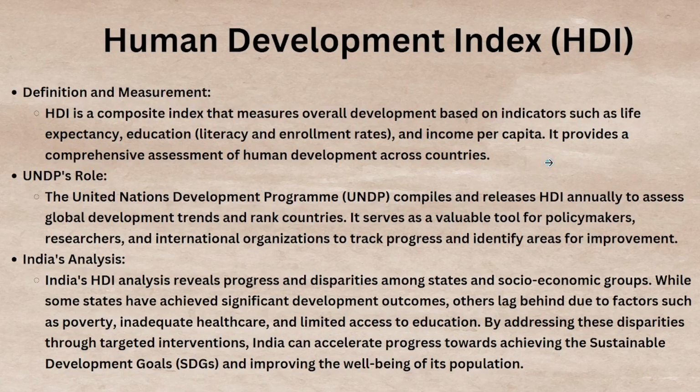Like if you have ninth class marks, you have six subjects, right? Telugu, Hindi, English, Maths, Science, Social. By calculating all those six subjects only, you will get your marks and rank, right? In the same way, HDI calculates three things. Okay, what are those three things?